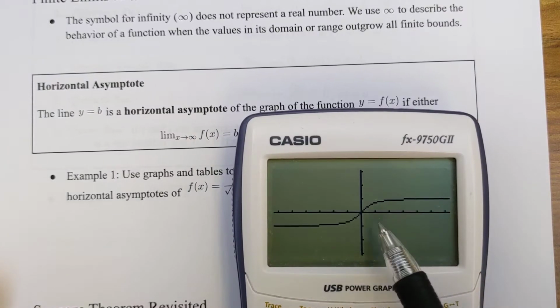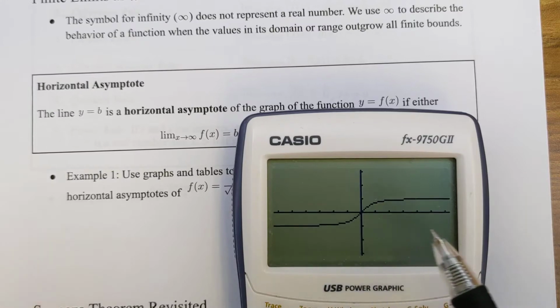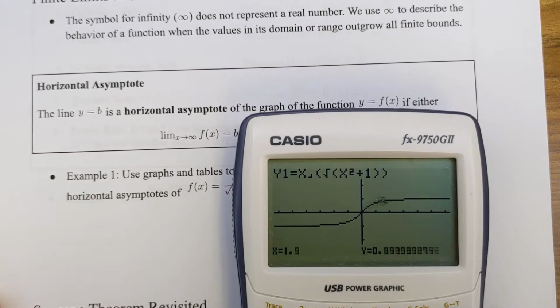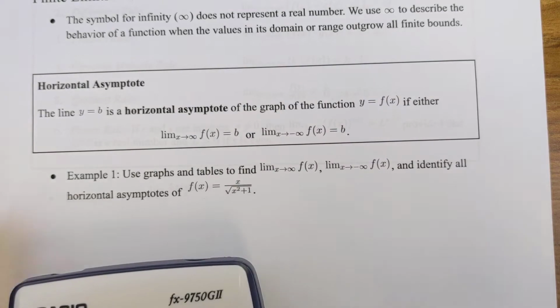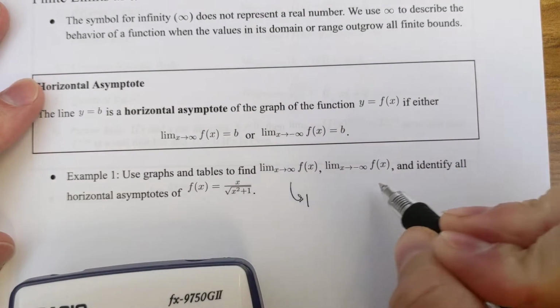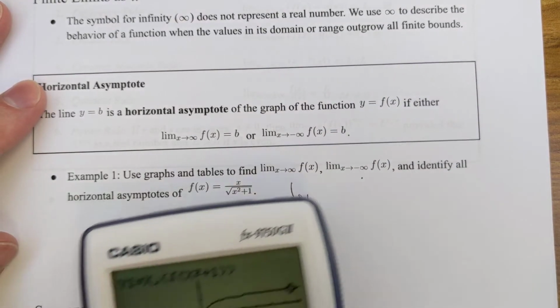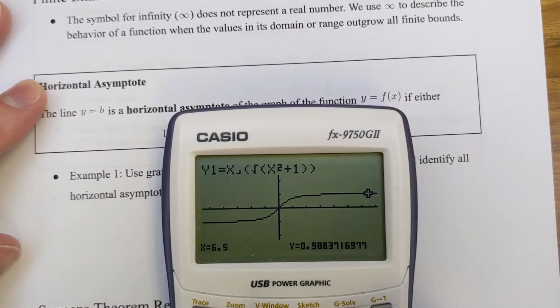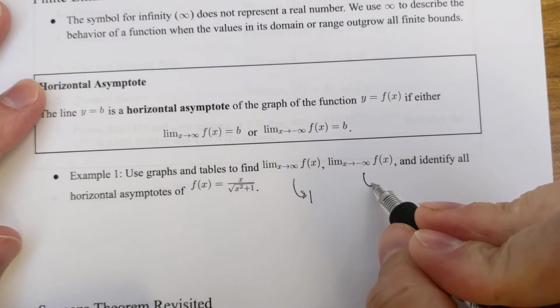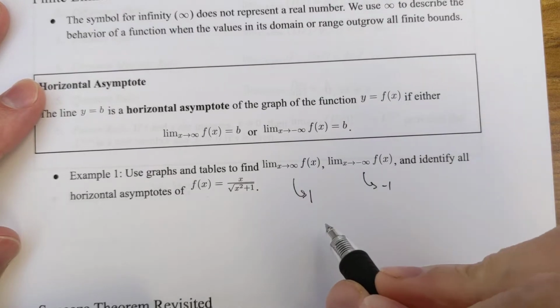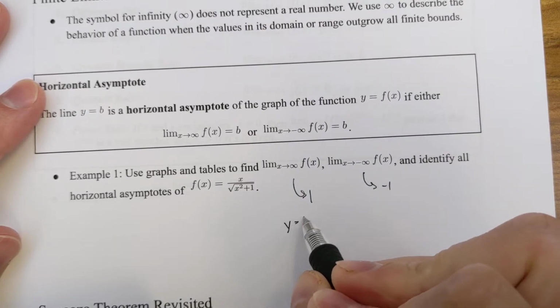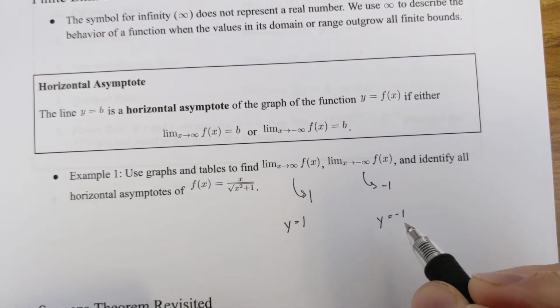If you notice, as you go off the right to positive infinity and off to the left to negative infinity, the graph flattens. And if you use the trace command, you can see that the y values get closer and closer to 1, but they never actually reach 1. So for both of these, going off the right, it was positive 1, it's up here. Off the left, negative infinity, it is negative 1. So the horizontal asymptotes are y equals 1 and y equals negative 1.